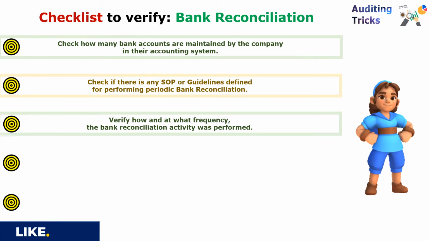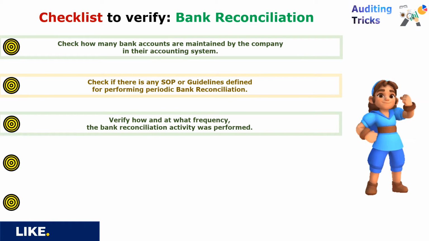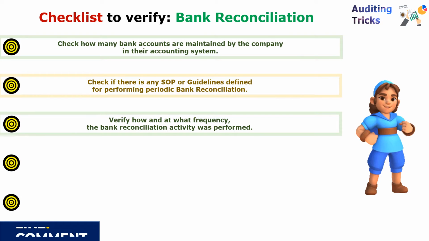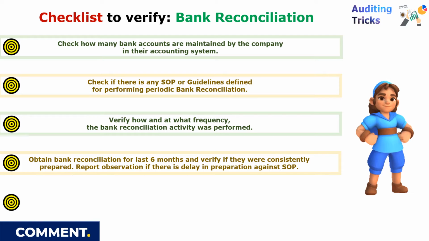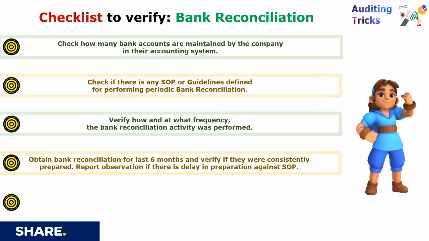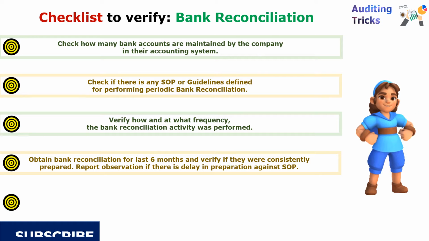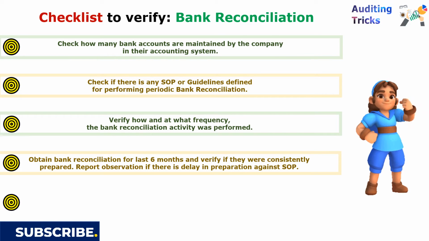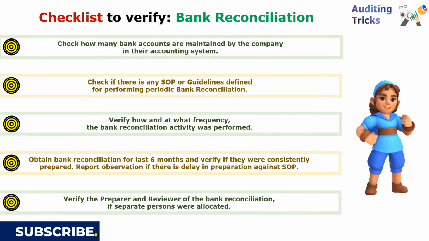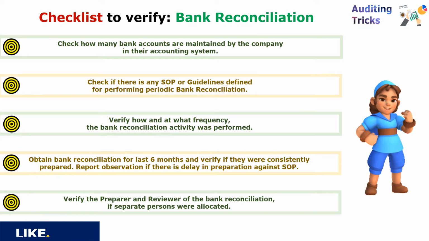You can verify how and at what frequency these bank reconciliations are performed in the company. After that, you can obtain bank reconciliation for last 6 months or any periodicity you feel like as per your audit period, and you can verify if they were consistently prepared or not. You can verify it against the SOP prepared. What frequency is mentioned in the SOP, you can compare it with that. You can review whether it is prepared and reviewed by different persons so that segregation of duty conflict is also maintained.